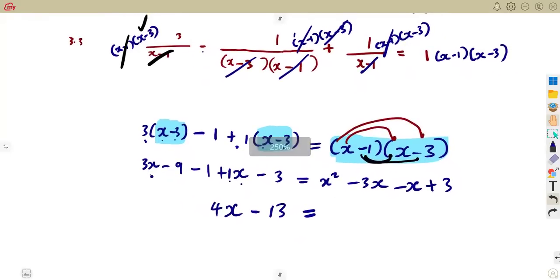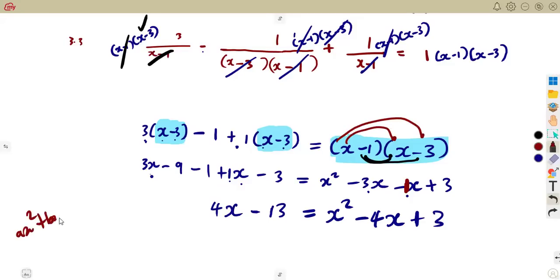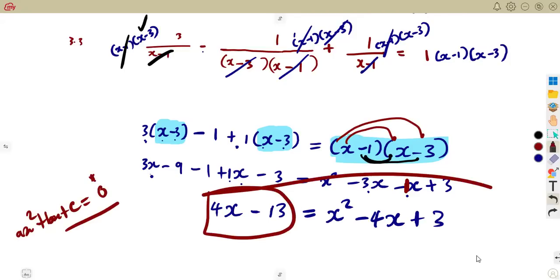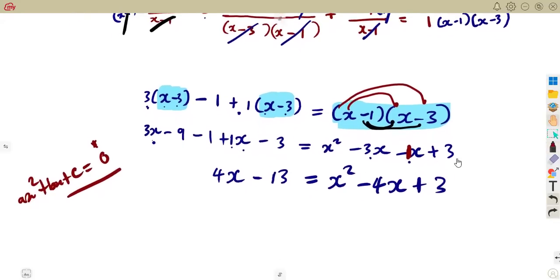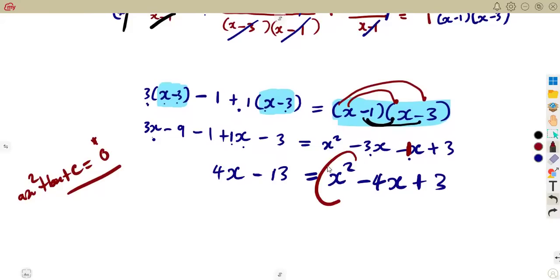By simplifying our right-hand side, we're going to have x squared minus 3x. This is minus 1x, so it's minus 3 minus 1, which is minus 4x, plus 3. A quadratic equation again, remember the format. One side must be equal to 0: ax squared plus bx plus c is equal to 0. So you can take these two to the other side since we already have the x squared as a positive. So do not change that x squared, it's already positive. Leave it where it is.